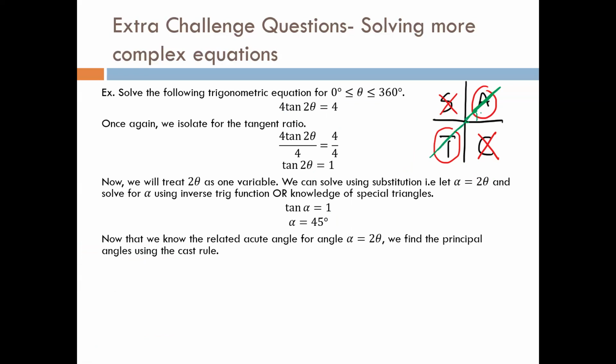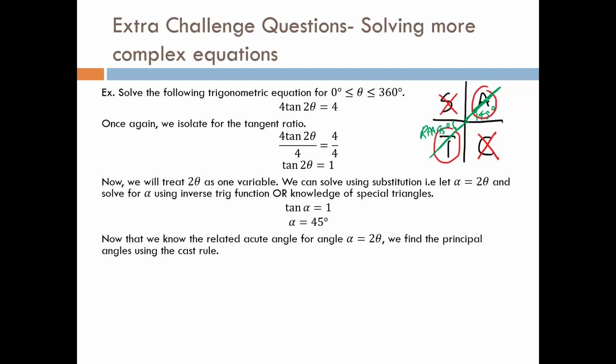Why is it in the first quadrant? Well, because the tangent ratio is positive, so it has to be in the first quadrant. And I know it has to be in the third quadrant because the tangent ratio is positive. Only the tangent ratio is positive in the third quadrant. So it's going to be in the first quadrant and in the third quadrant there. So we have 45 degrees and 45 degrees right there as the related acute angle.